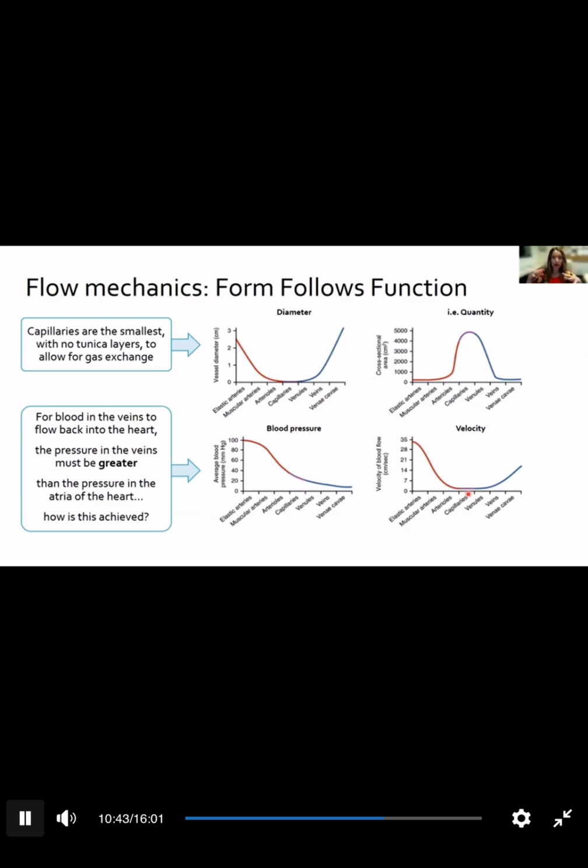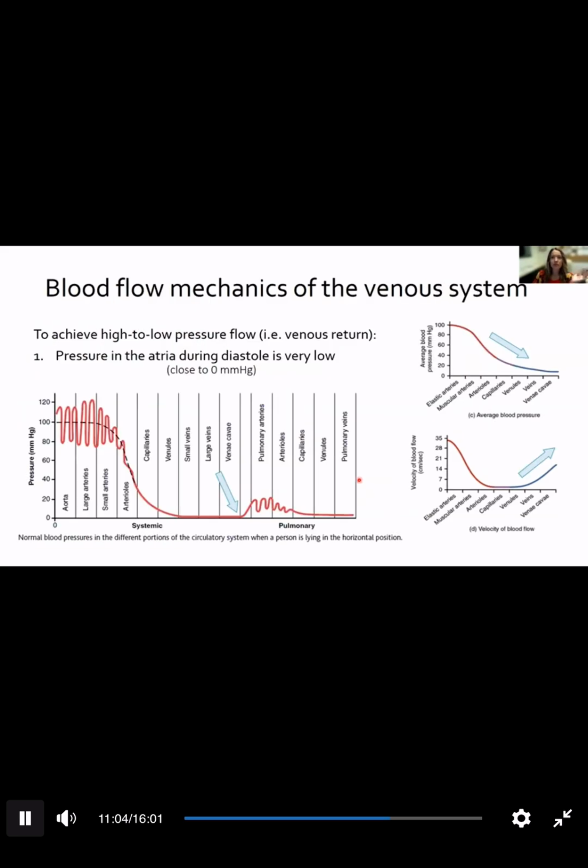When it goes through the tiny, skinny little diameter tubes, these capillaries, it has to slow down. Back through the veins and the vena cava, eventually that velocity is going to speed up in order to get much more blood volume back to the heart. Okay, so how do we solve this issue of high to low pressure?